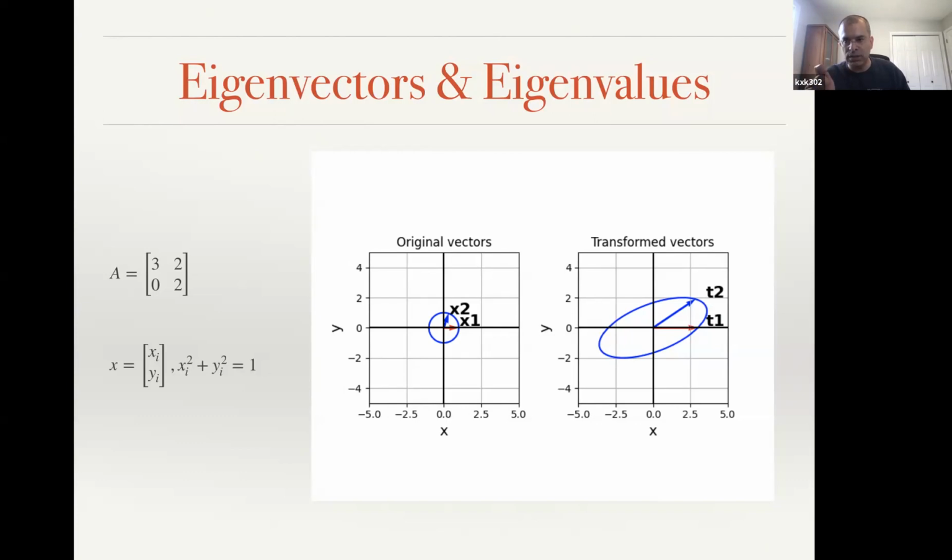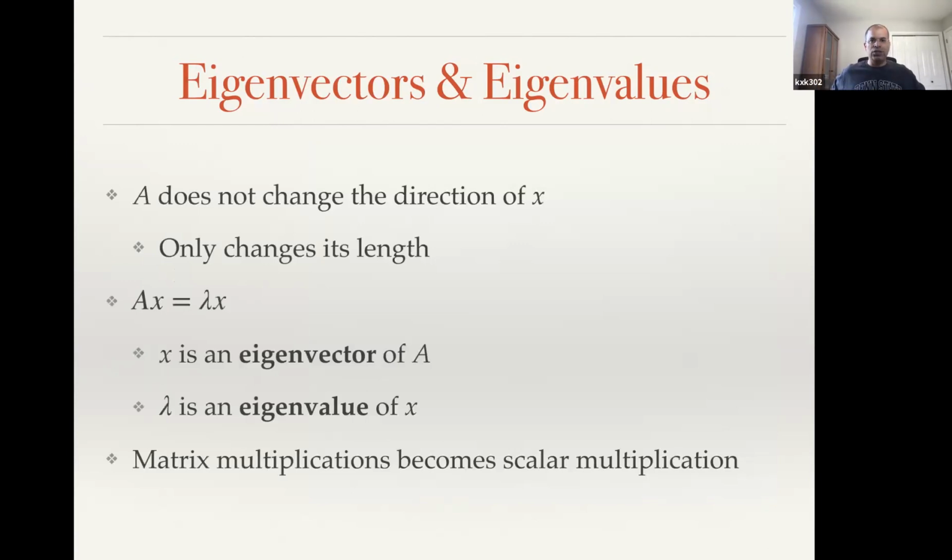So if you multiply a matrix by a vector and the direction doesn't change, that vector is an eigenvector of that transformation matrix. x1 is an eigenvector of the transformation matrix A because the direction did not change, only the magnitude changed. A does not change the direction of x1, only changes its length.